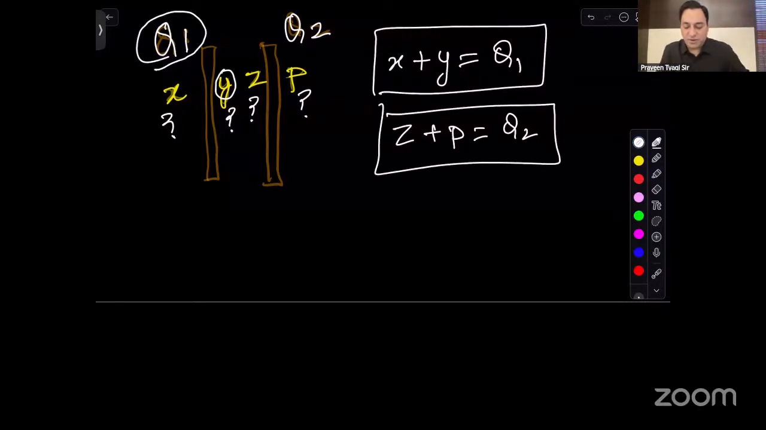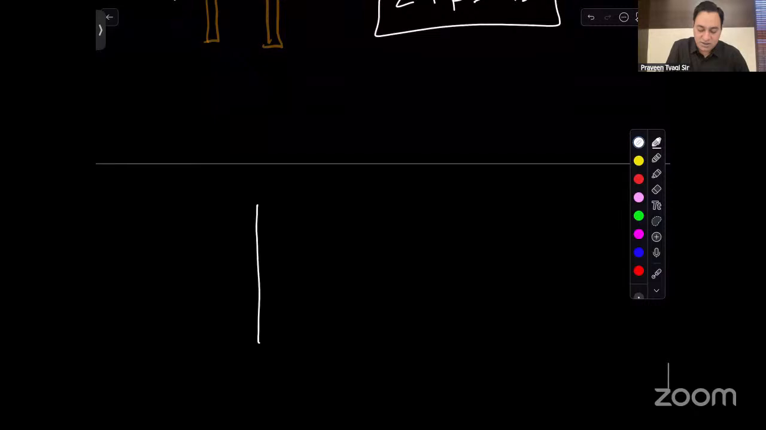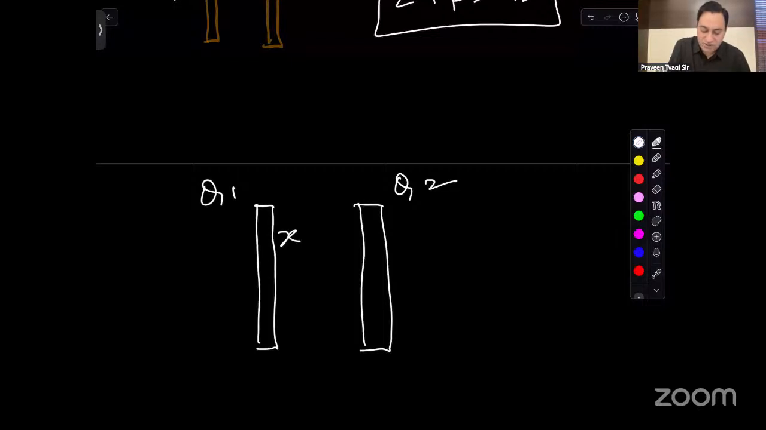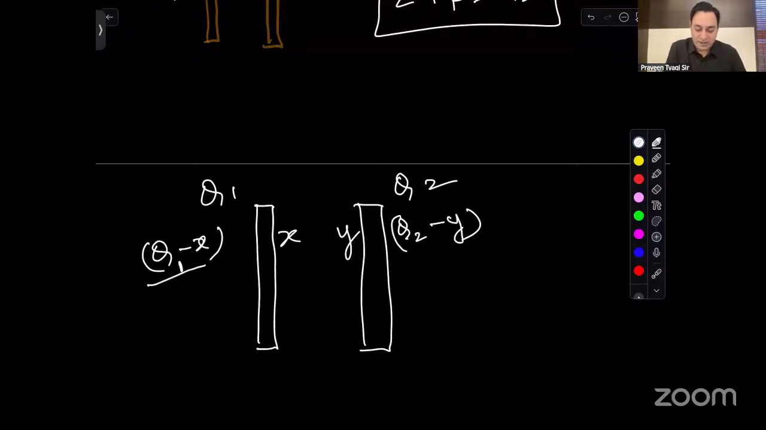So now, if you were just applying this much knowledge, you could have said, this is Q1, this is Q2. If I assume this is X, this side will have Q1 minus X. And this side is Y, so this will have Q2 minus Y charge. This much we know. So the moment you introduce fewer variables, the easier it becomes to solve. You don't need too many equations then.